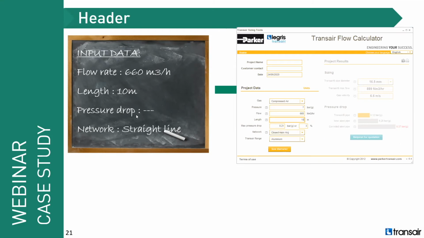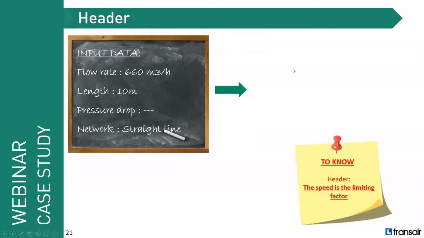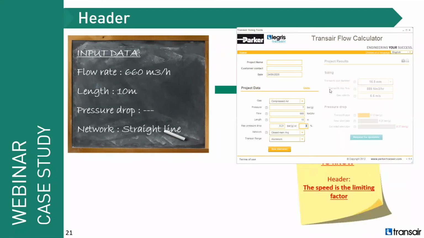Pressure drop, we're not going to look into pressure drop because when it comes to the header, speed is going to be the limiting factor. Because the header is going to be short, it will not matter if you have a small or a big pipe, because in any case you will have a small pressure drop. So we always look, when it comes to the header, at the speed of the fluid.